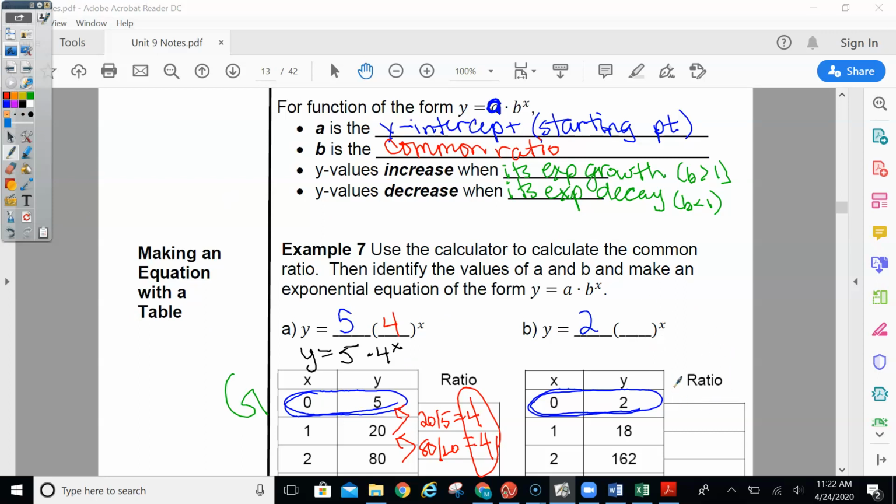Again, you can also ask yourself, what do I have to multiply 2 by to get 18? Well, I have to multiply by 9. But with bigger numbers, you might not know exactly what to multiply by, so then you work backwards. 162 divided by 18 is 9. So this one would be y equals 2 times 9 to the x.